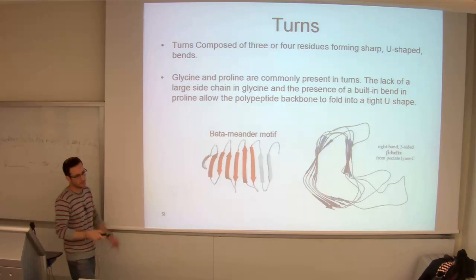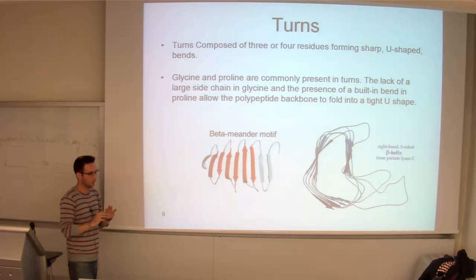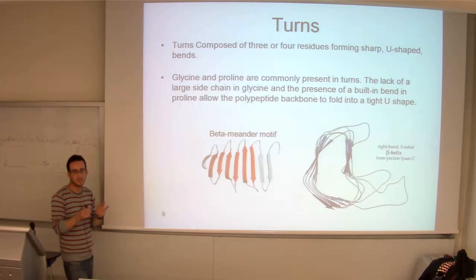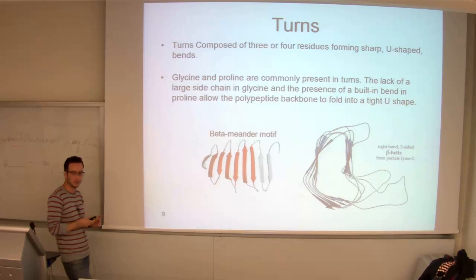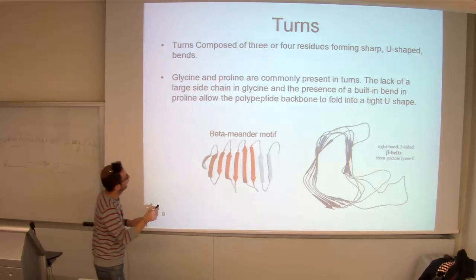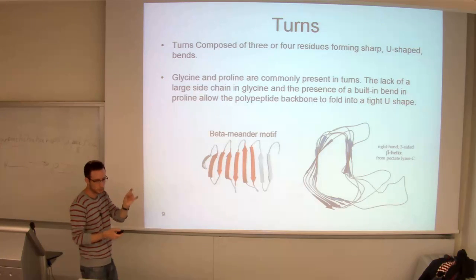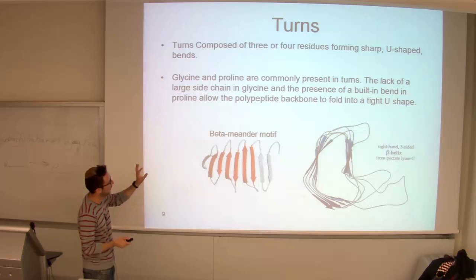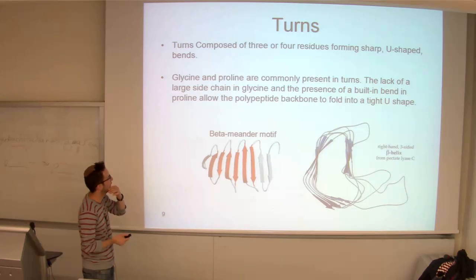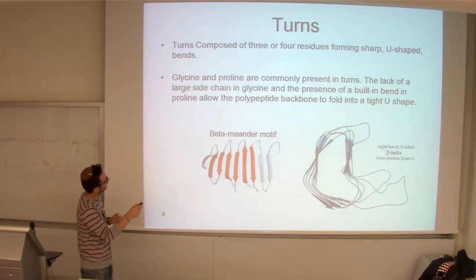Glycine is there because it's tiny and it frees the space that needs to compact this region. And proline is there because of its built-in bend that allows stability of this U-turn shape. So that's why each, with its own reason, is there.